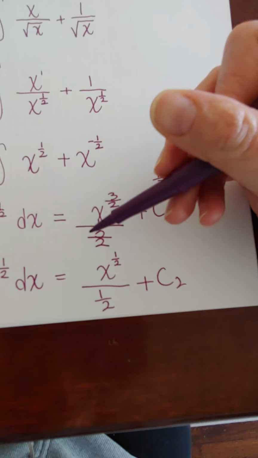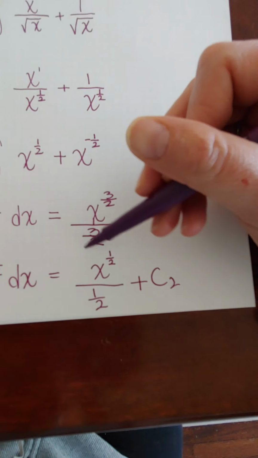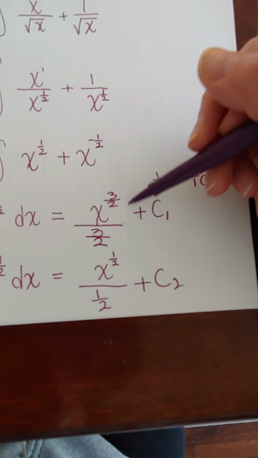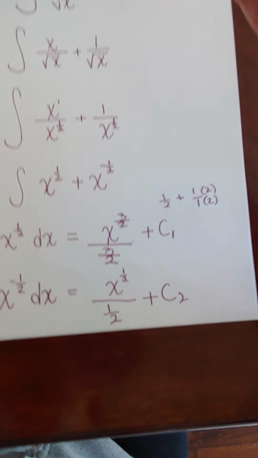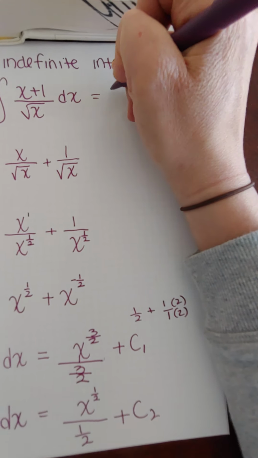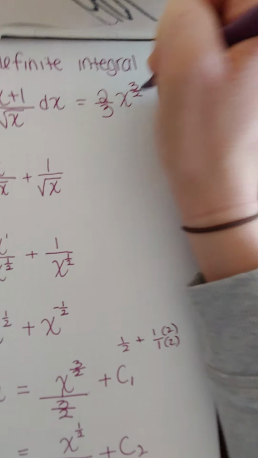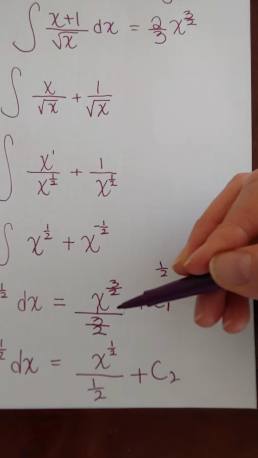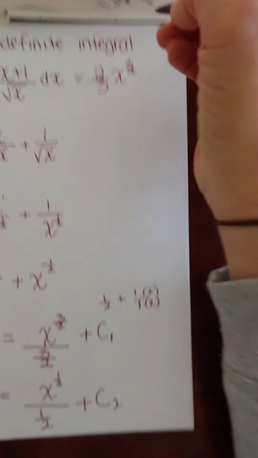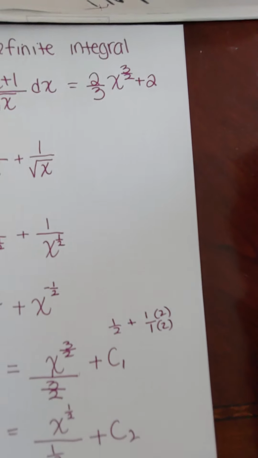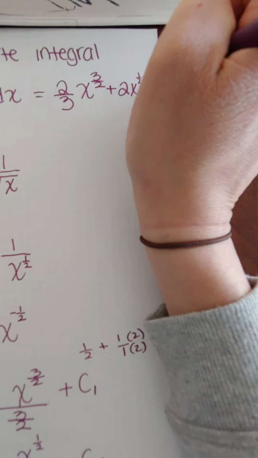All right, when we divide by a fraction, it's the same thing as multiplying by the reciprocal. So I can rewrite this as 2 over 3, flipping this, x to the 3 over 2. So 2 over 3, x to the 3 over 2. And then this one I can rewrite as flipping the 1/2, 2 over 1, which is just 2, x to the 1/2 plus a constant.